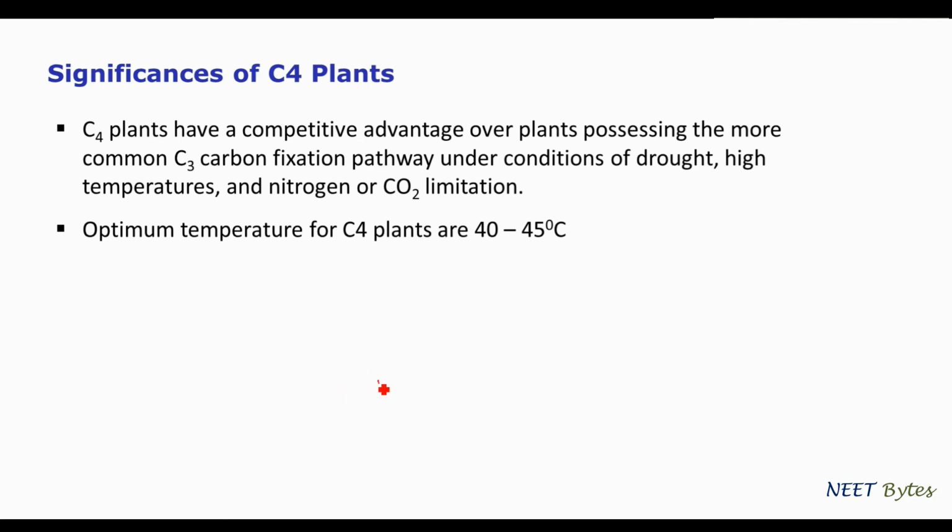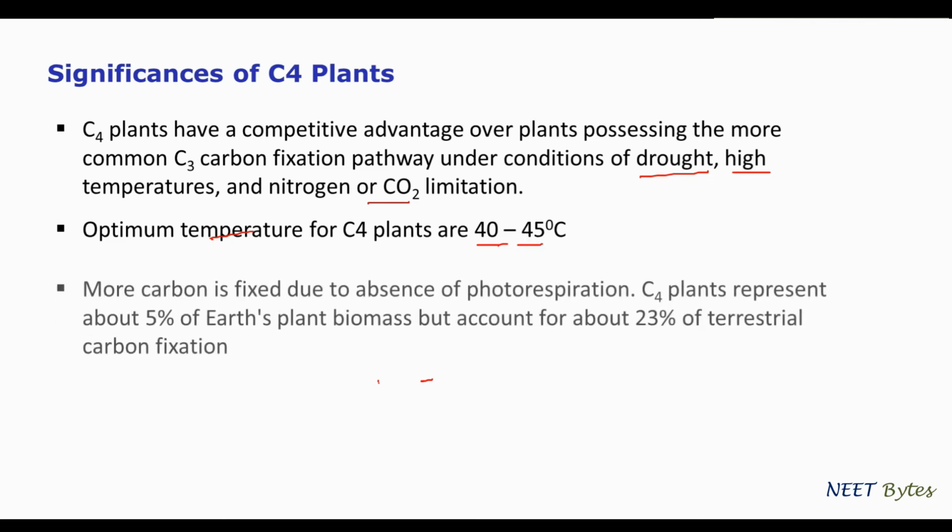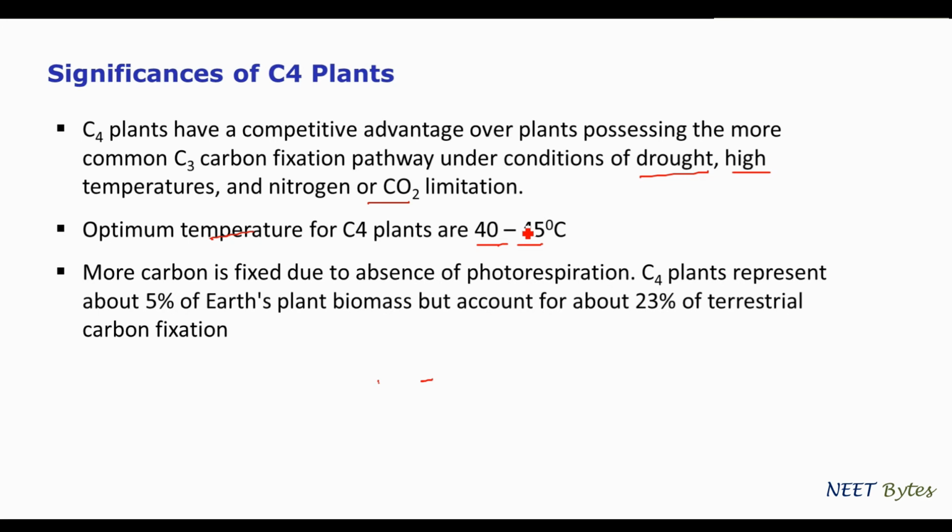So what is the significance? The significance is that C4 plants have a competitive advantage over the common C3 plants under conditions of drought, high temperature and nitrogen and CO2 limitation. Secondly, the optimum temperature for C4 plants is 40 to 45 degrees Celsius, whereas for C3 plants it is just 20 to 25 degrees Celsius. Here more carbon is fixed. Why? Due to absence of photorespiration.